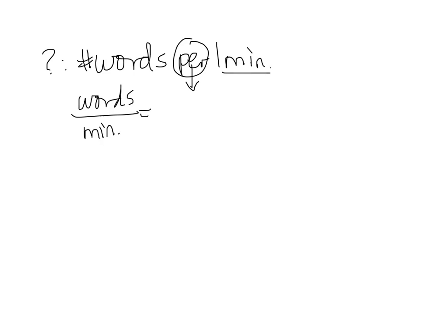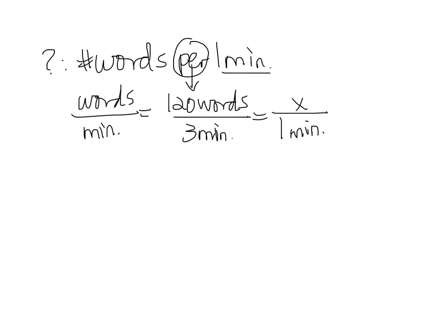The information that I have is that she could type 120 words in 3 minutes. How much would she type in 1 minute? So I'm going to solve for an unknown. I don't know my first term. Okay, cross multiplication is different than cross simplifying. You cross simplify when you're multiplying fractions. Cross multiplying is when you multiply the terms that are across from each other. You get 120, and then you divide it by the second term that's across from your unknown.